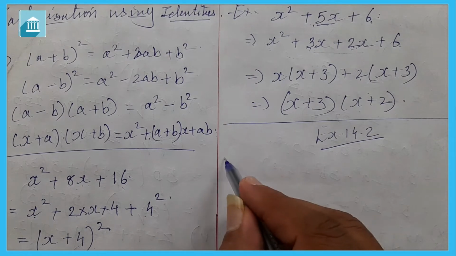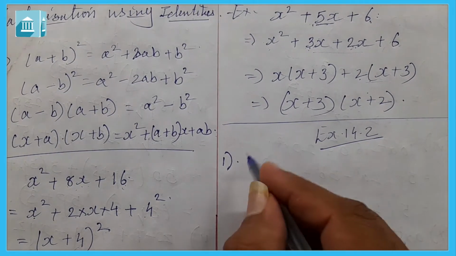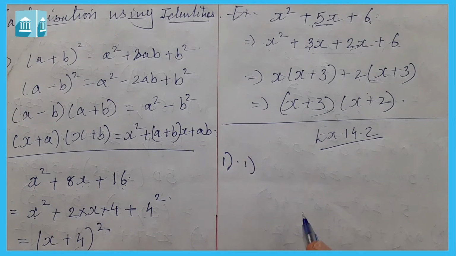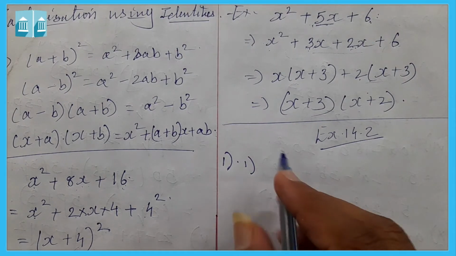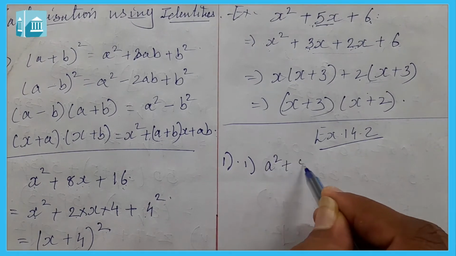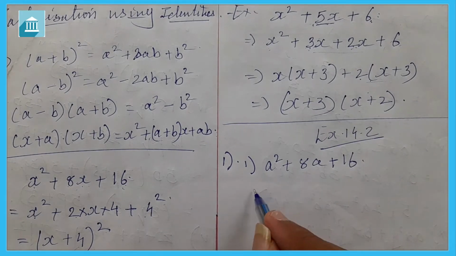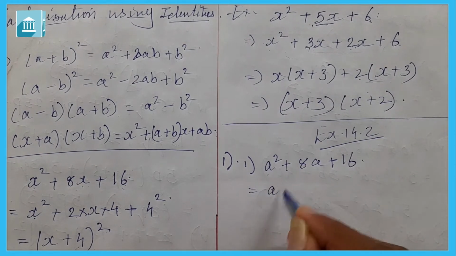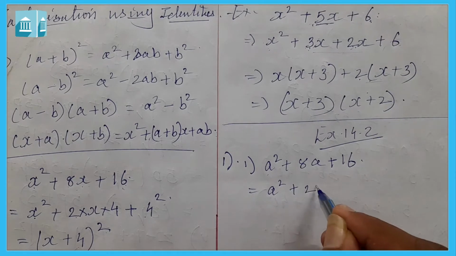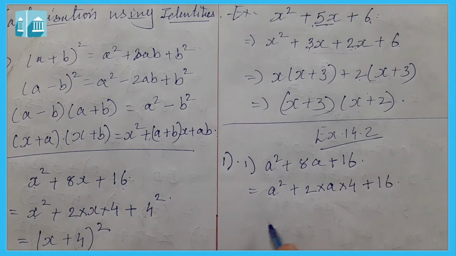Exercise 14.2, let us see question number 1. Question number 1 is: factorize the following expression. Here we have to factorize it, so it will be a square plus 8a plus 16. This type of expression we just did. This can be written as a square plus 2 into a into 4 plus 16.